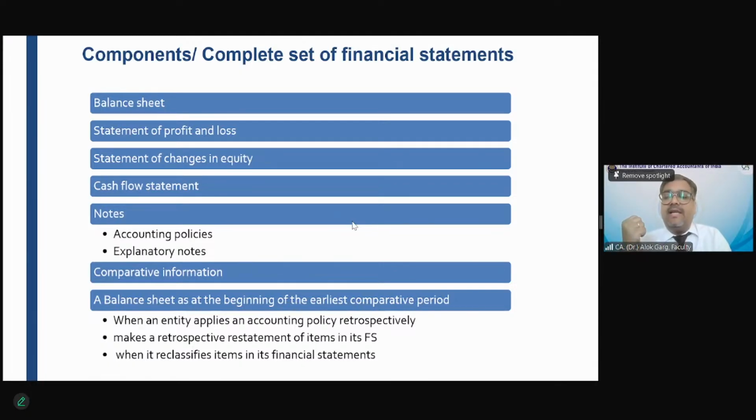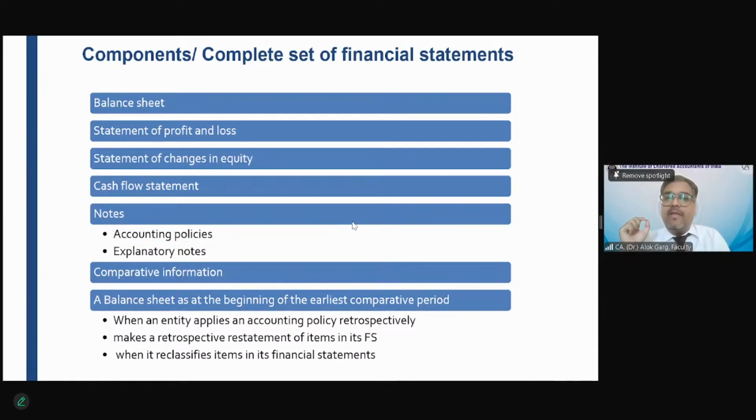Ind AS says that if there is a correction of prior period error, which you have detected in the current year, you have to restate your comparative period. Means you have to restate your comparative numbers also. And you have to correct your opening balance of the comparative period also. It means you have to give the third balance sheet, which is the opening date of the comparative period balance sheet. And you have to correct your opening balances of the comparative period also.